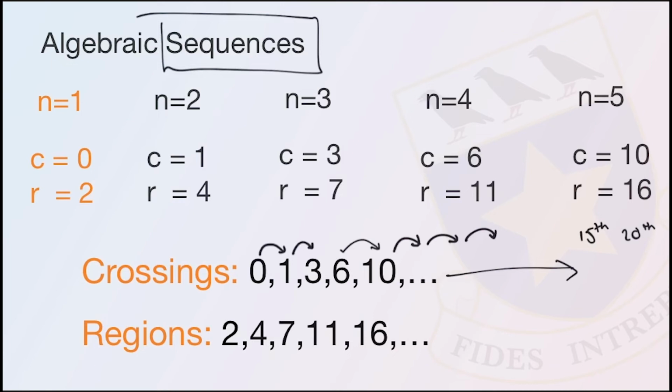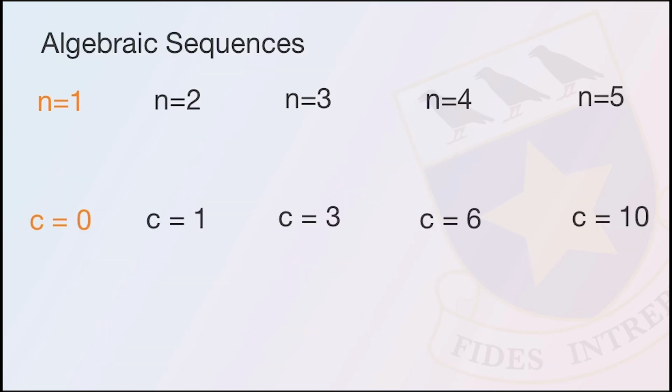So hopefully you've given that a go. I'm going to move on now and see if we can come up with a solution, first with the number of crossings. So just looking at the number of crossings, I've written it out like this. I've given it a little bit of space. Now we're going to start by thinking about how to get from term to term.